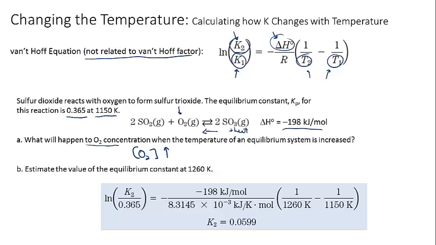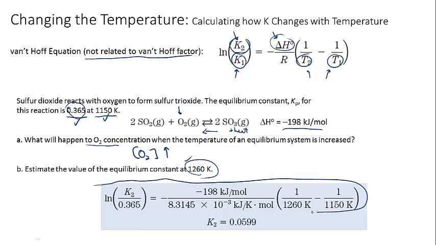The second thing you can do is estimate the value of the equilibrium constant at that temperature. We know the equilibrium constant at 1150. What's the equilibrium constant going to be at 1260? We know delta H, we know T1, we know K1, and we know T2, so all we have to do is figure out K2. So you essentially set up the equation, plug in all the variables that you have, and solve for K2 numerically. And so you get your K2 there, and not surprisingly, at that higher temperature it is a smaller value.